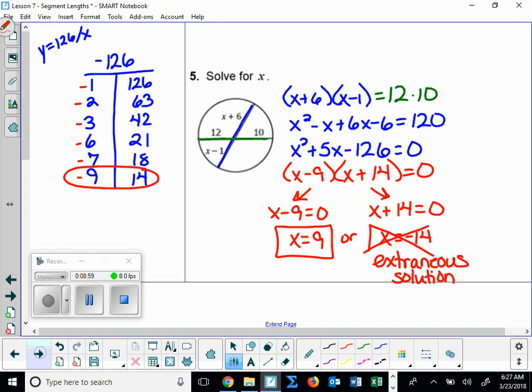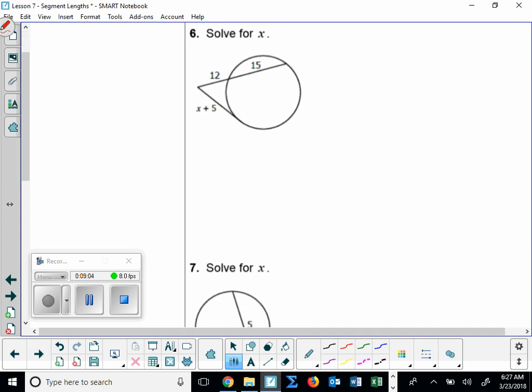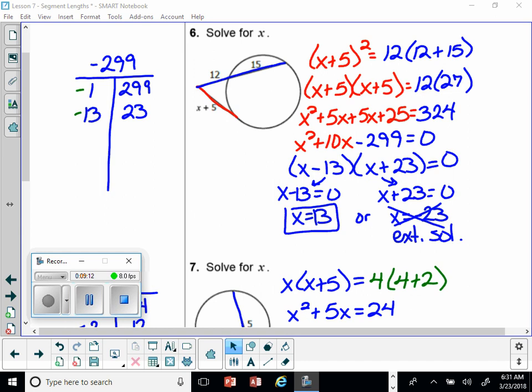Let's take a look at the next 2 problems. Both 6 and 7 are going to require you to factor in order to solve. I want you to pause your video and give it a try, please. All right, as we look at this problem, I had to do the tangent squared equals the outside times the whole. Now remember, when you raise a binomial to the second power, you really have to write it down twice and then FOIL it. That goes back to a real common error in Algebra 1 that I want you to be careful about.